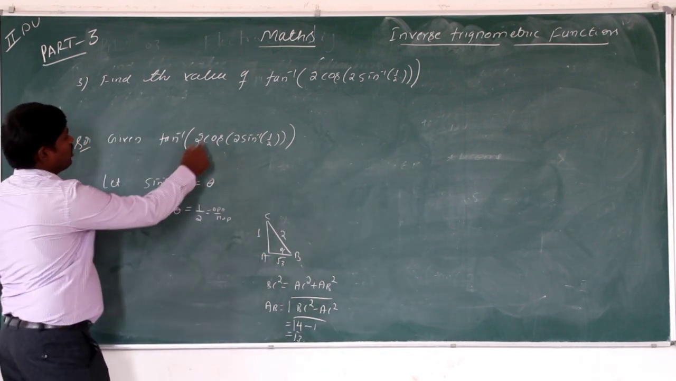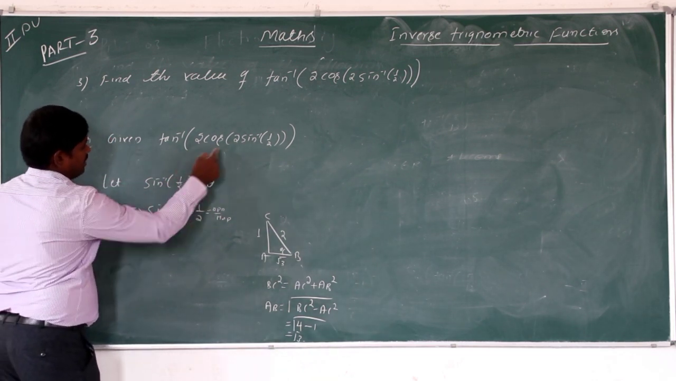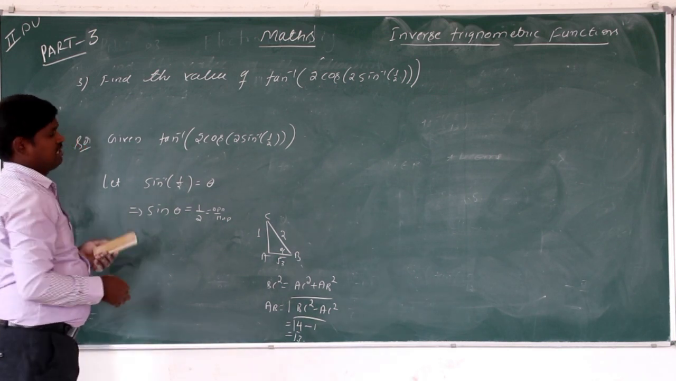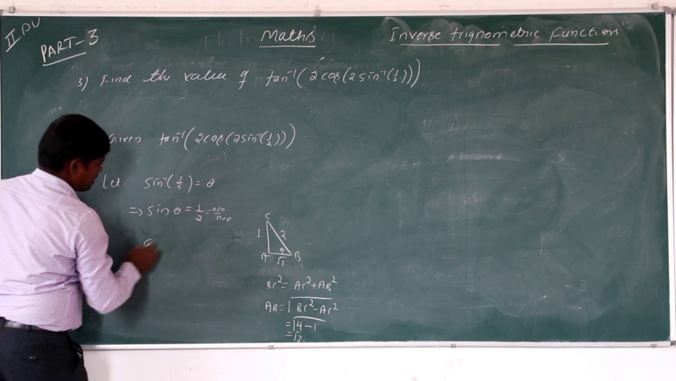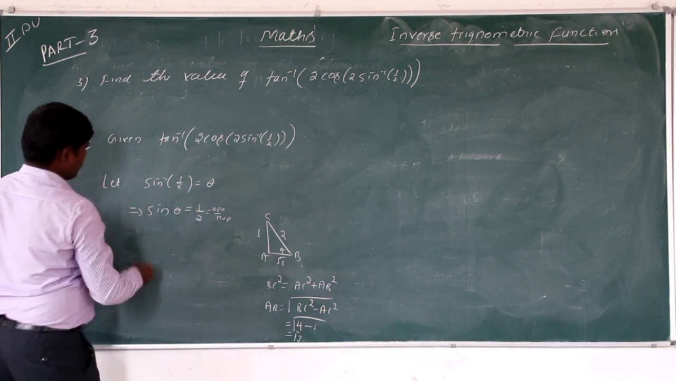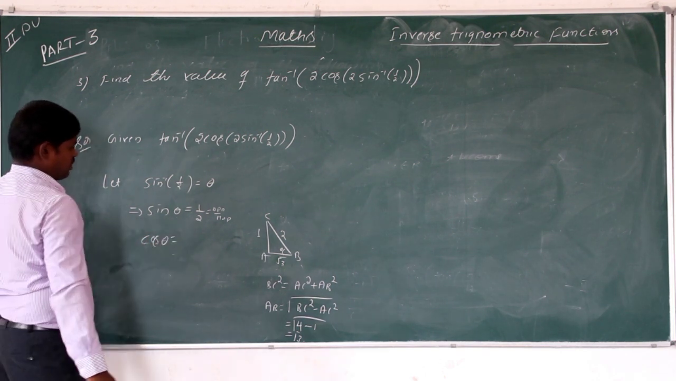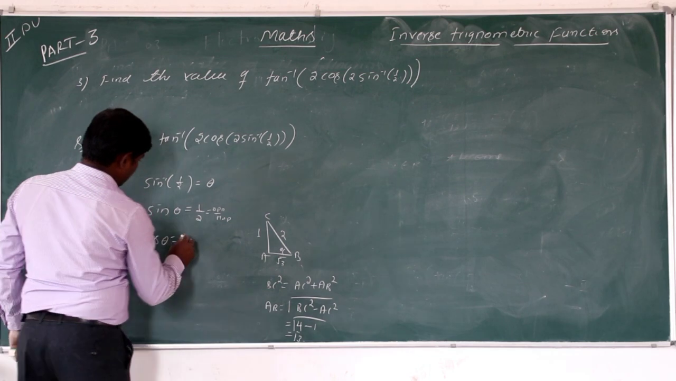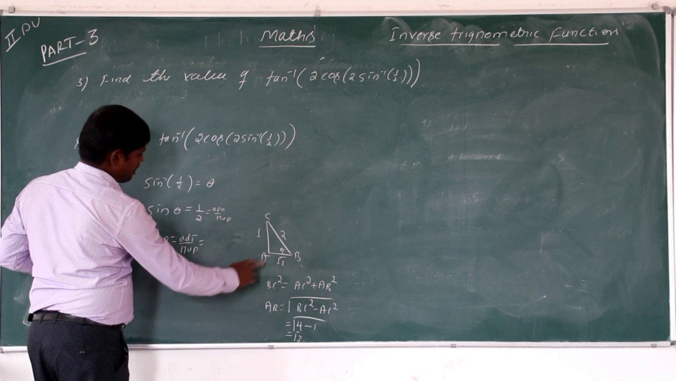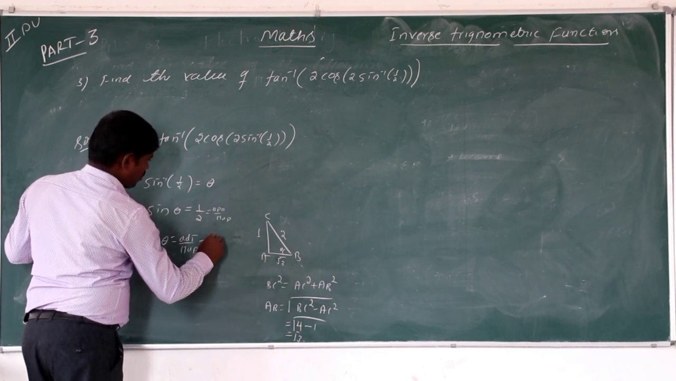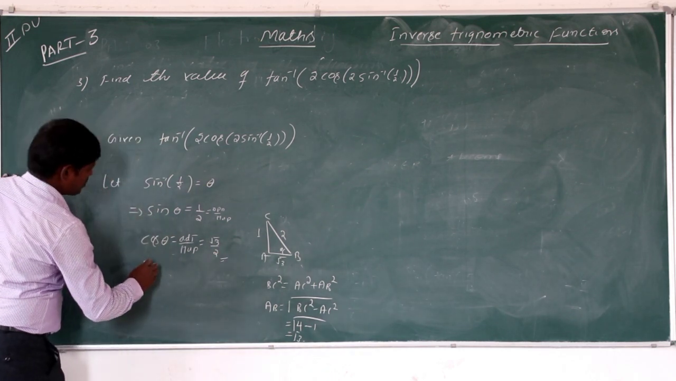Then what about the value of theta in terms of cos? Cos theta is equal to adjacent side by hypotenuse. Therefore the adjacent side here is root 3, so cos theta is equal to root 3 by 2.